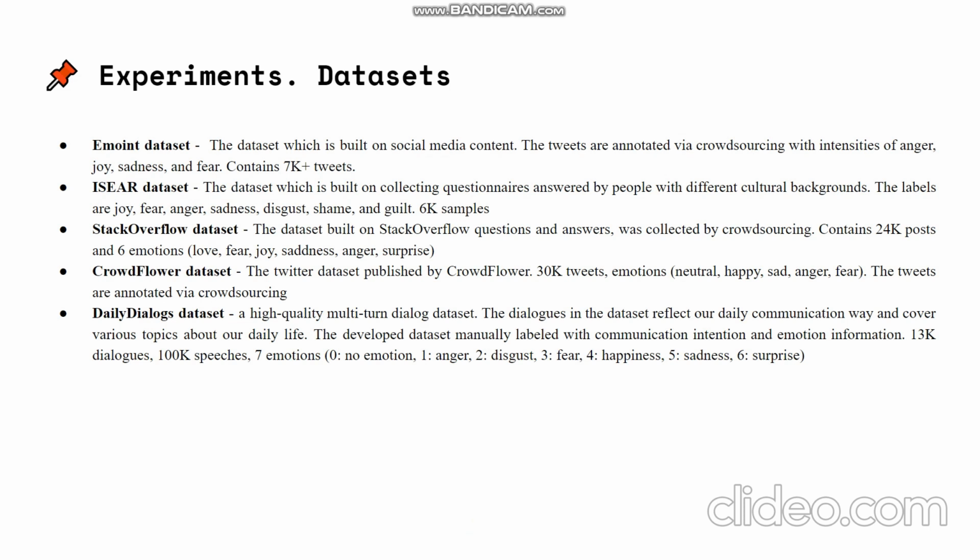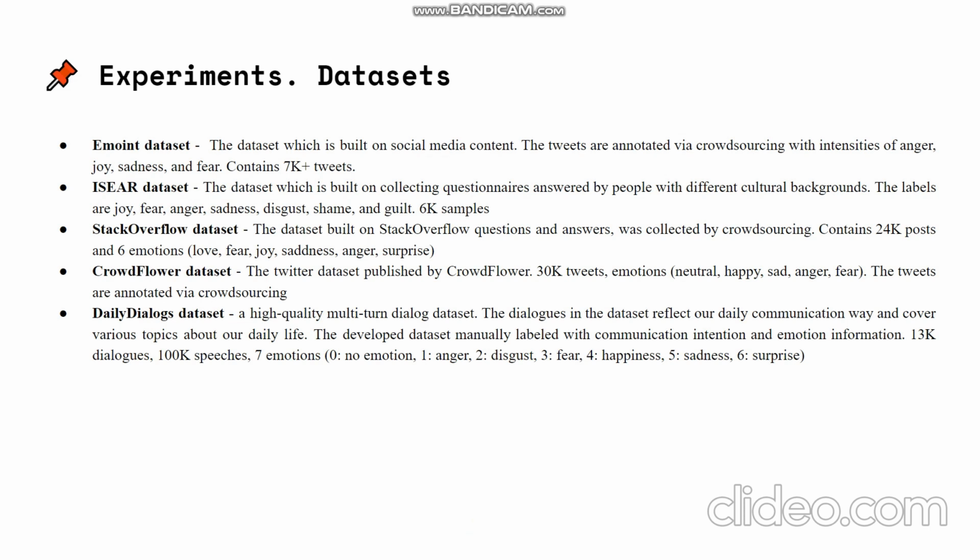The first one is a main dataset that is built on social media content on Twitter, and it has 4 labels: anger, joy, sadness, and fear, and it contains more than 7,000 tweets. The next one is the ISEAR dataset, built on questionnaires answered by people with different cultural backgrounds. The labels are joy, fear, anger, sadness, disgust, shame, and guilt, and there are over 6,000 samples.